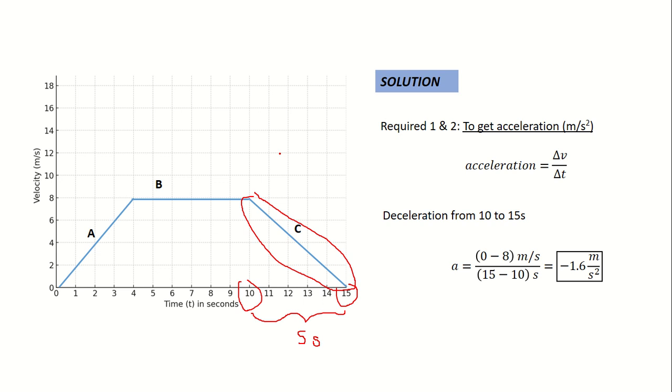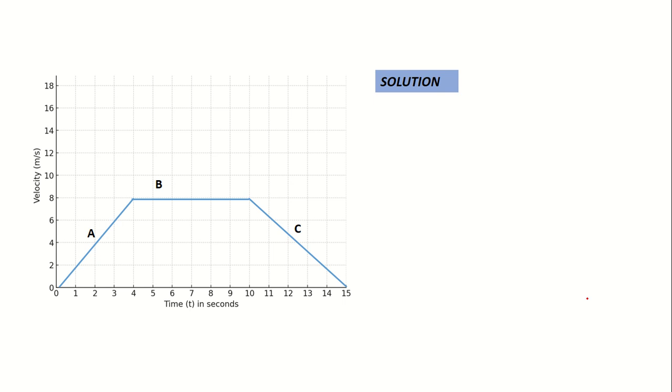8 over 5, negative 8 over 5 is this much, negative 1.6 meter per second squared. Okay, so that's my acceleration. For the third required, get the total distance covered. We said that we will use area, we will solve the area under the curve.